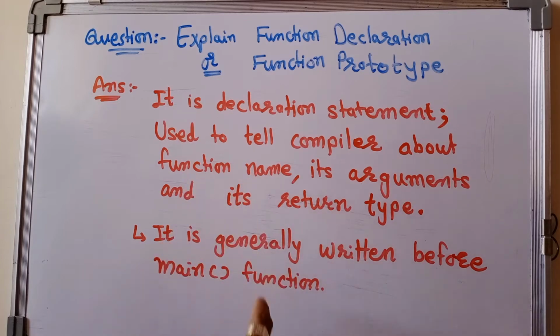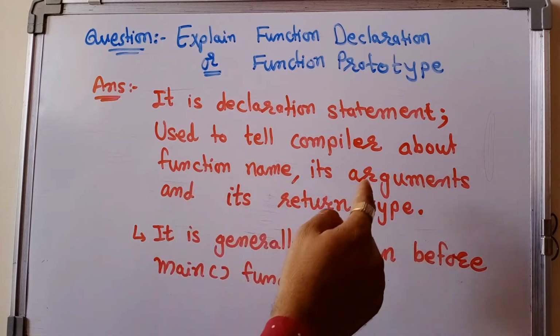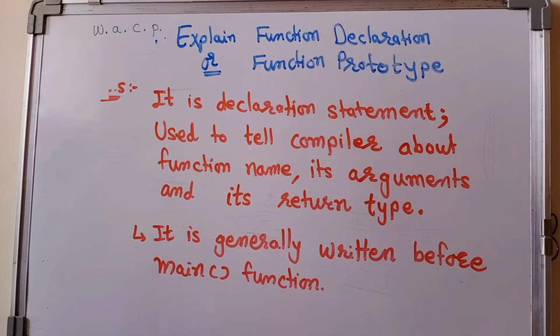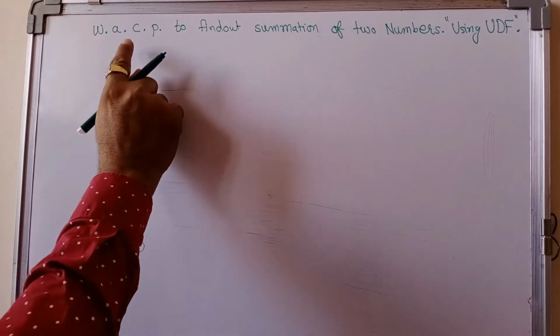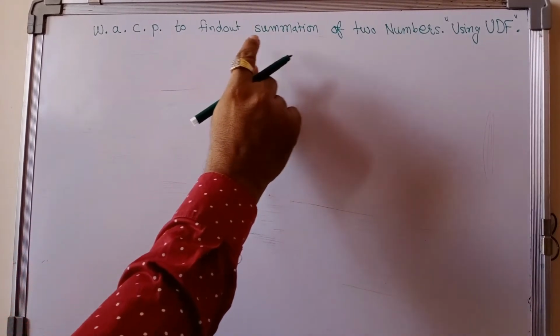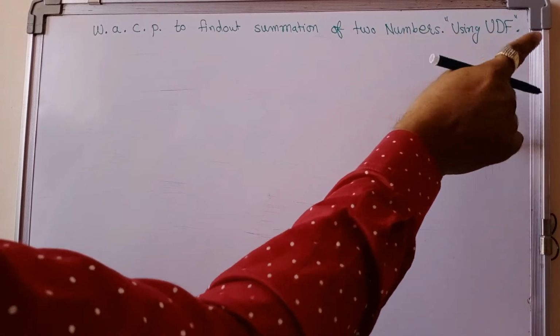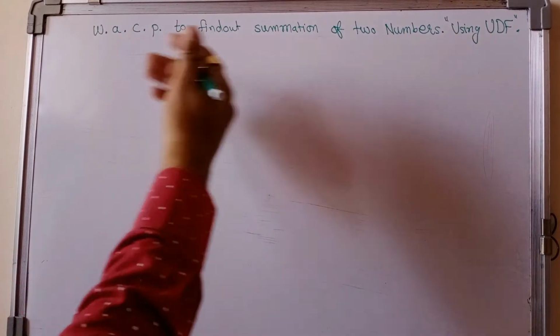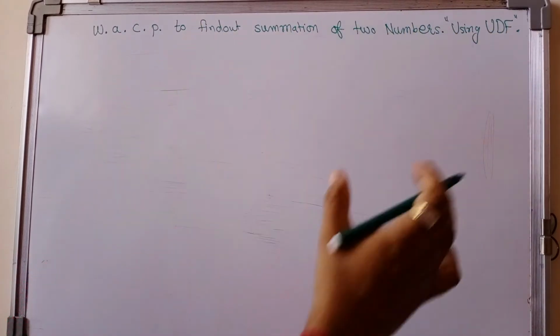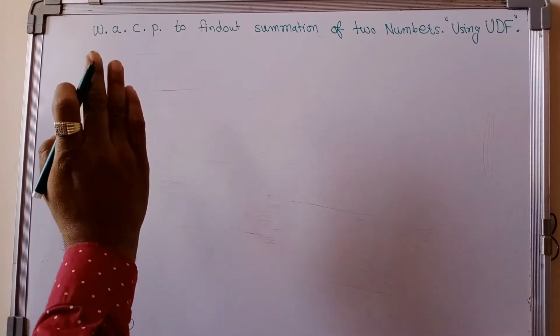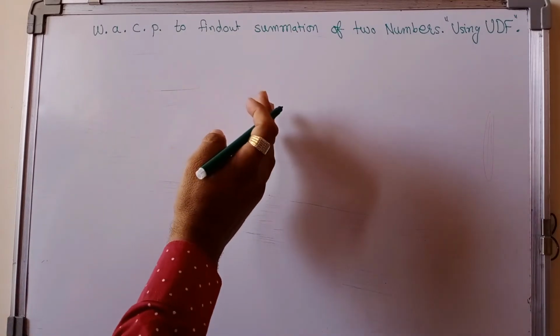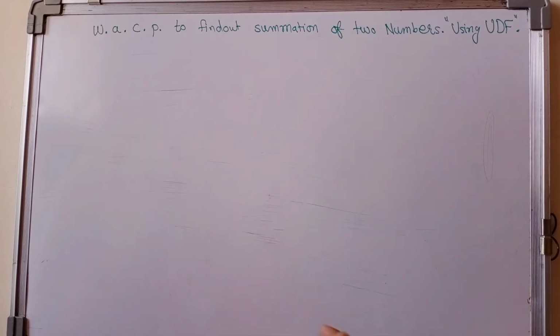What is function name, what is arguments, and what is return type? To understand these three topics, let's take one example. Write a C program to find out the summation of two numbers using a user-defined function. We are going to build two different programs to understand function name, function's arguments, and function return type.